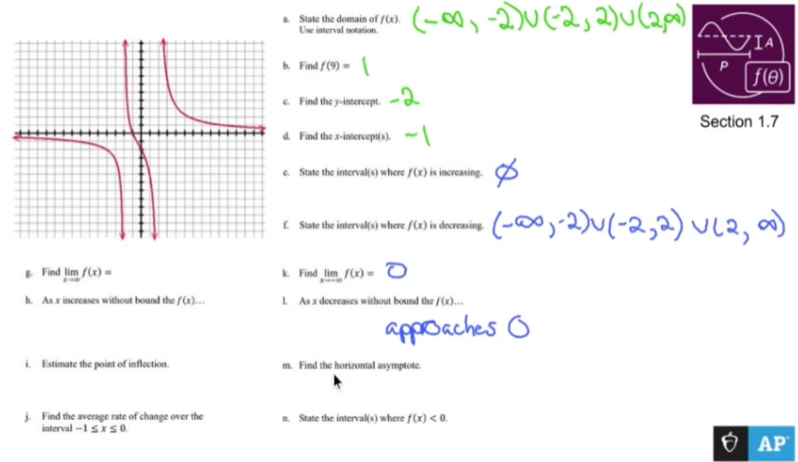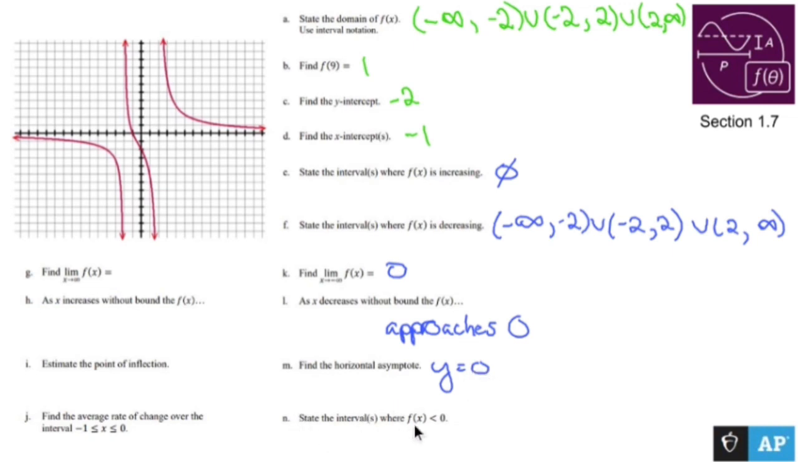Find the horizontal asymptote. The horizontal asymptote, if not given a function, is where everything seems to level off. Well, on the left, it levels off at 0. On the right, it also levels off at 0. So the horizontal asymptote will be the x-axis. We write out the x-axis as y equals 0. Remember, a horizontal line is y equals a number, and in this case, it's going to be y equals 0.